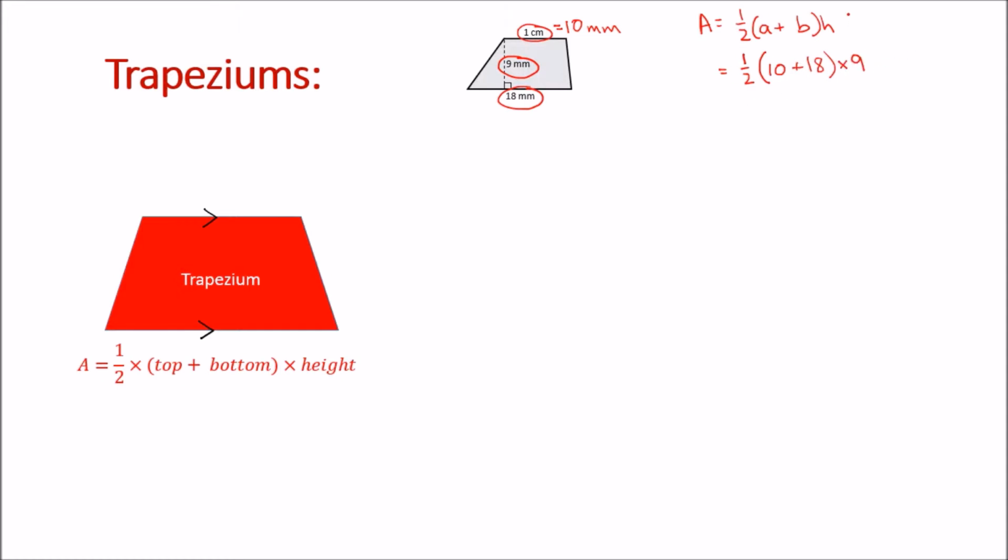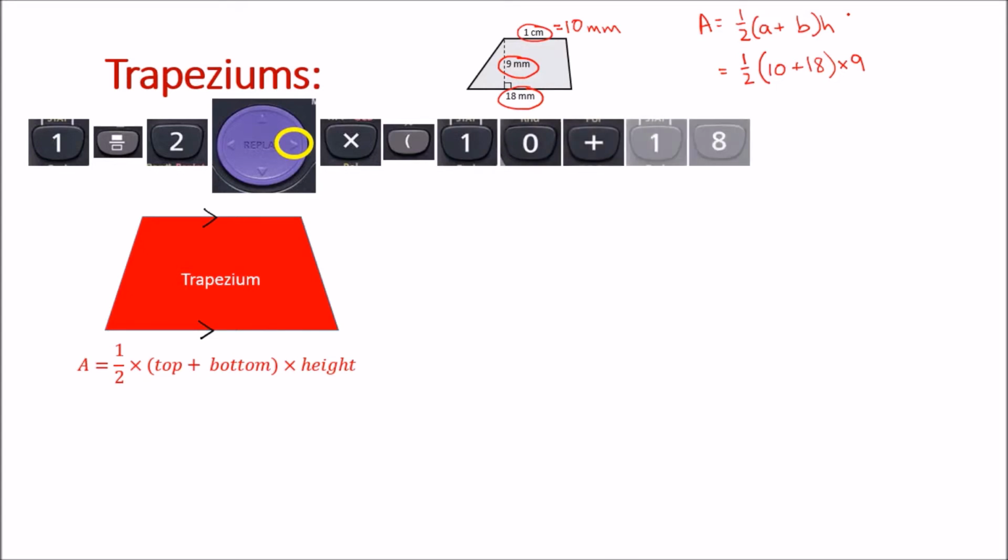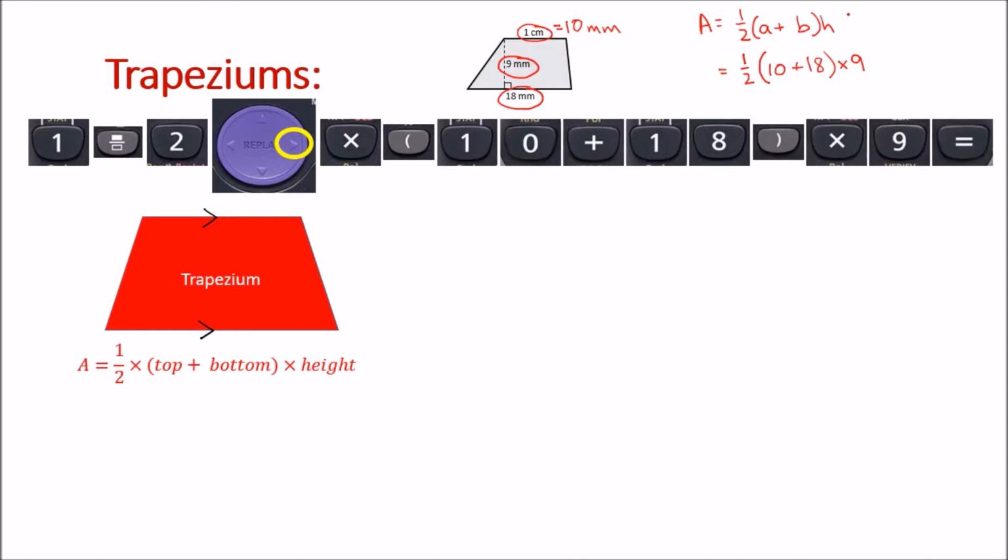So I'll show you how to type this into the calculator. You want to do 1 fraction button 2 if you prefer this method, and press out to get out of that fraction, then press times, and then crucially put in the open bracket sign. Type in 10 plus 18 and close your brackets, and then times 9 equals. So it's a lot of button presses. There is a lot going on.